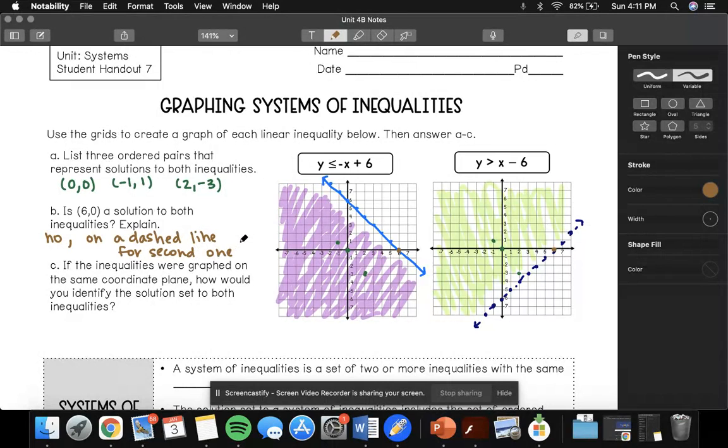If the inequalities were graphed on the same coordinate plane, how would you identify the solution set to both inequalities? So it's asking, how could you see the solution set for both of them? Well, it looks like it would be shaded for both of them.